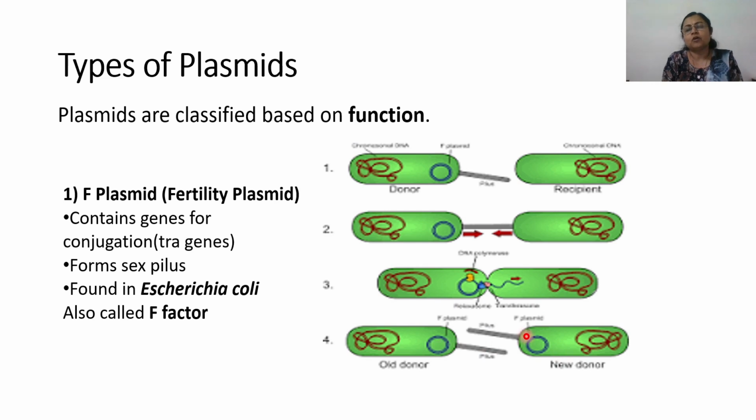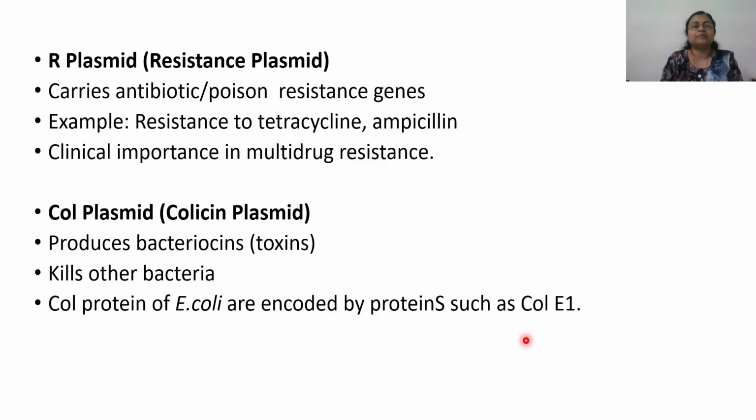This type of conjugation we observe in Escherichia coli. In E. coli, we can observe such a type of conjugation. That is also known as the F factor plasmid, as the transfer genes are present in them.